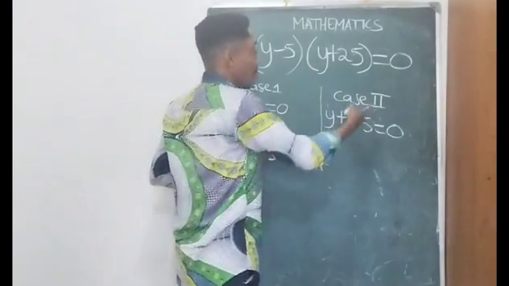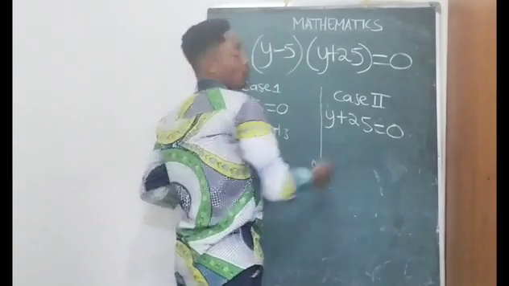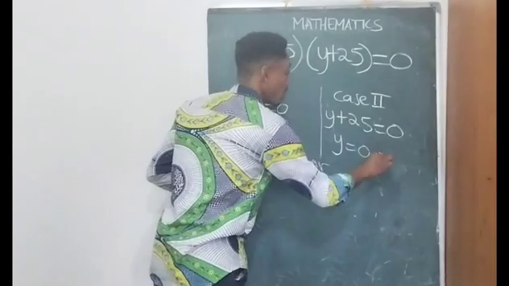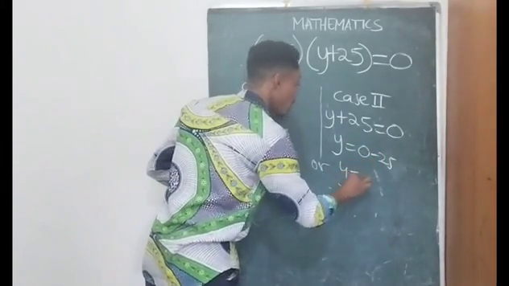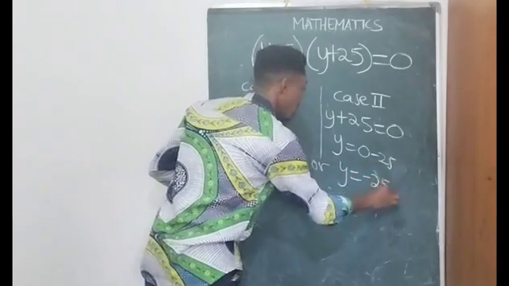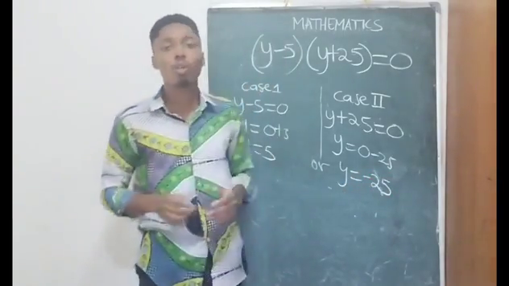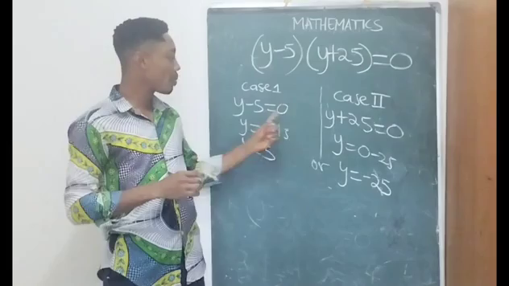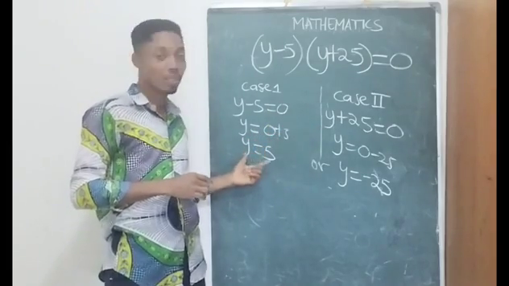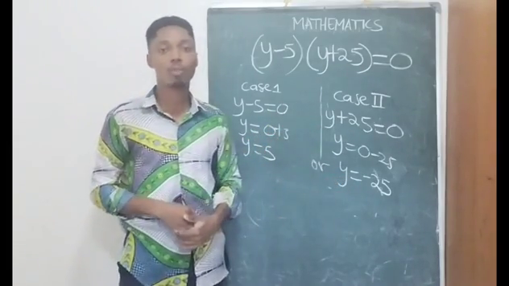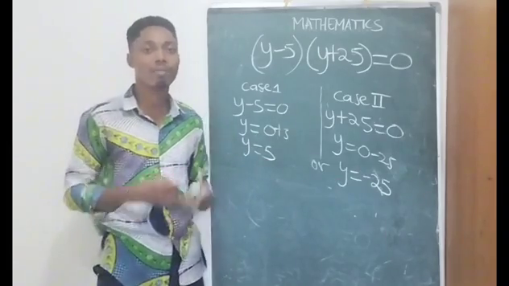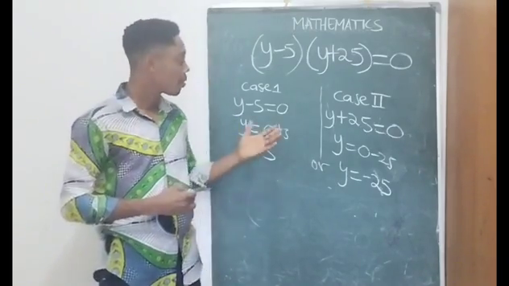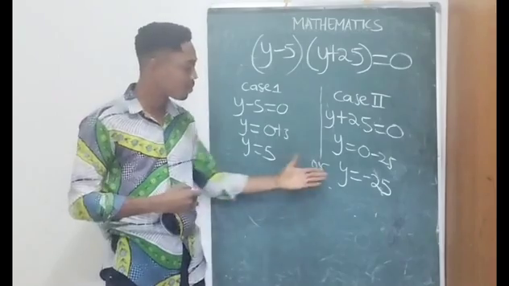Or, in case 2, if y plus 25 is equal to 0, you're going to have y equals 0 minus 25. That means that y is equal to minus 25. All right. So you can see here that for each of those terms to be 0, these must be the values of y. So quadratic equations, when solved, the variable will have two answers. Via factorization, we have arrived at our answers.